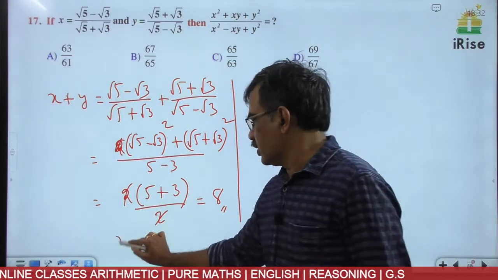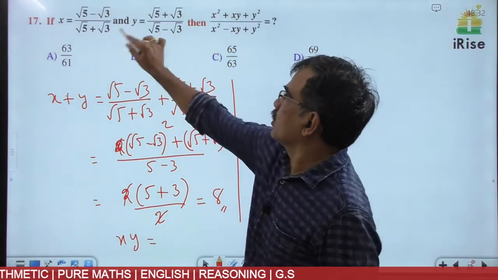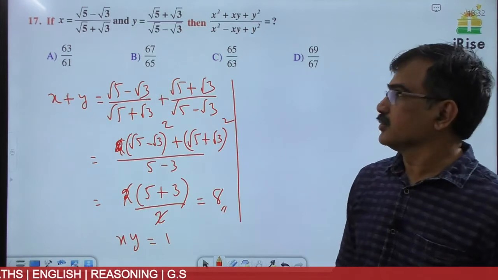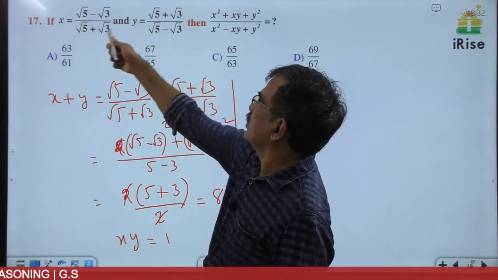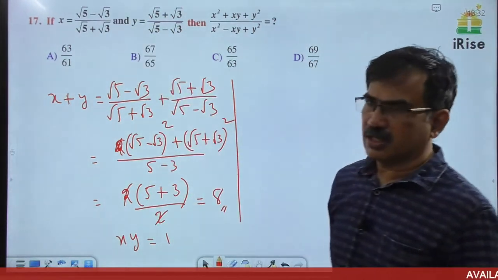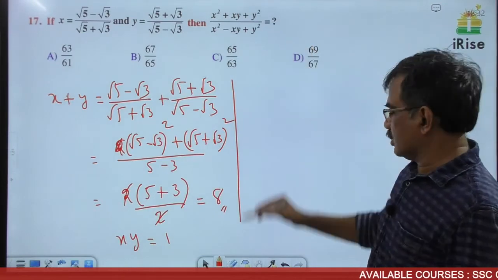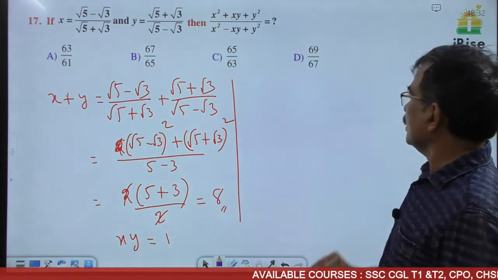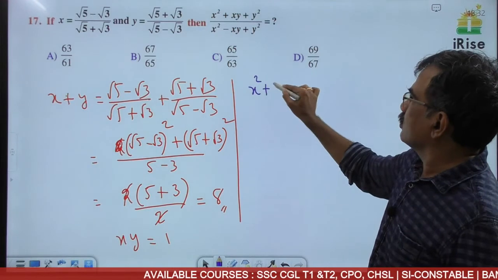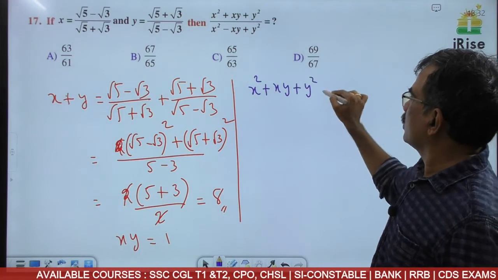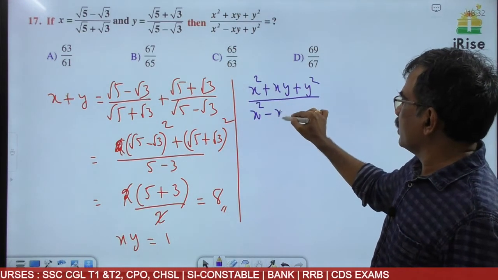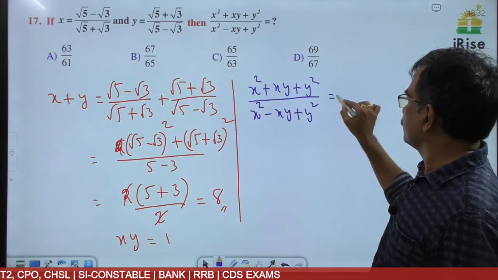Okay, and what is xy here? Product of these two. The product of these two is 1, because one is the reciprocal of the other. These two get cancelled, numerator and denominator get cancelled. Then what is the question? Here the question is (x square plus xy plus y square) by (x square minus xy plus y square).